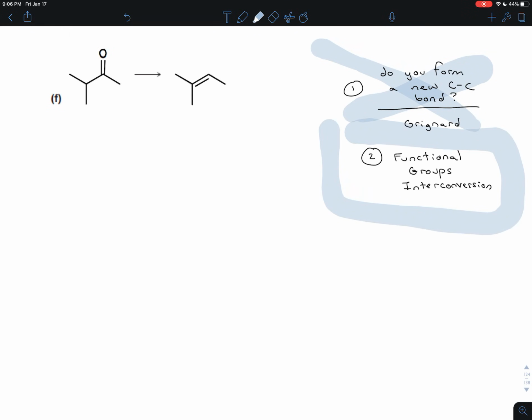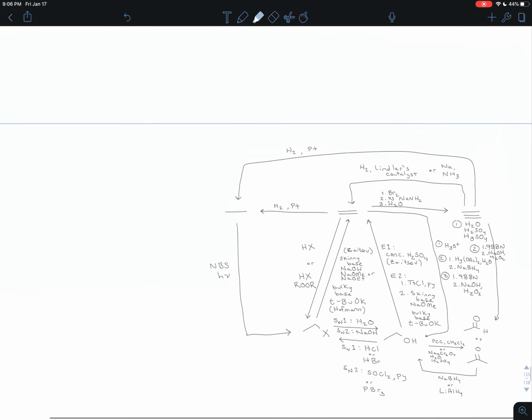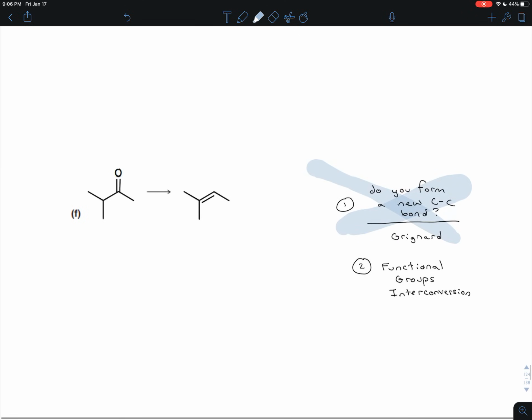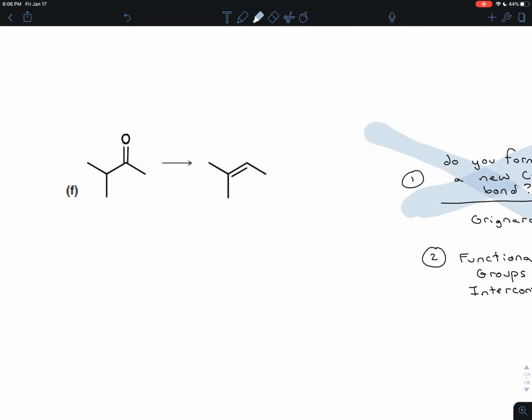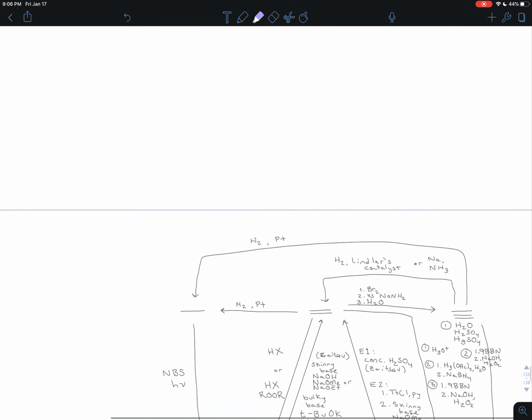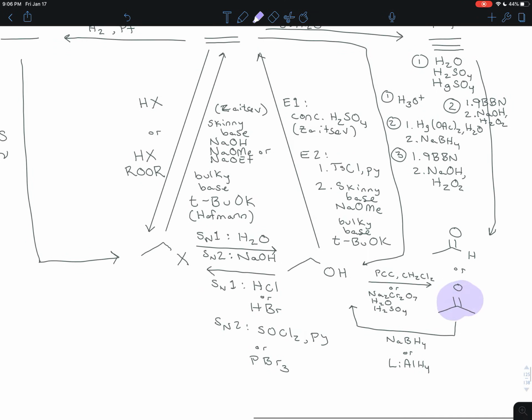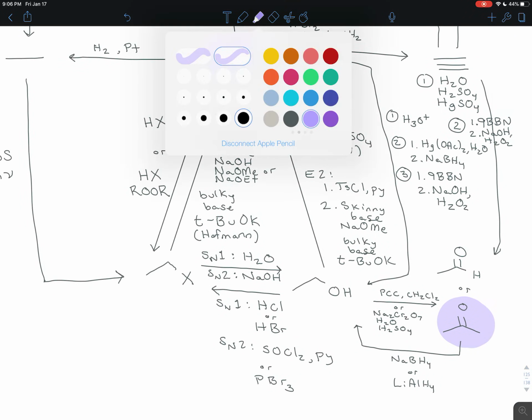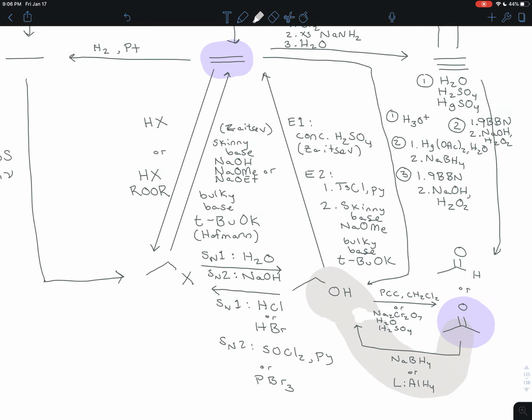So all you have to worry about are the functional group interconversions, and those are the ones that we summarized in this table in a previous video. So here, we're starting with a ketone, and we're ending with an alkene. Kind of similar to the last one, so we could go along a similar path, do a reduction, and then an elimination.